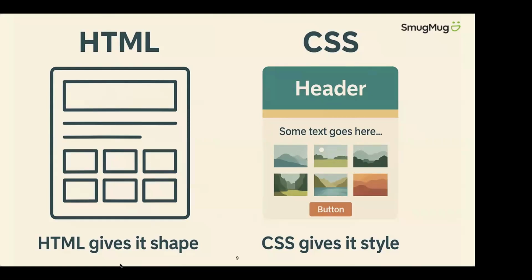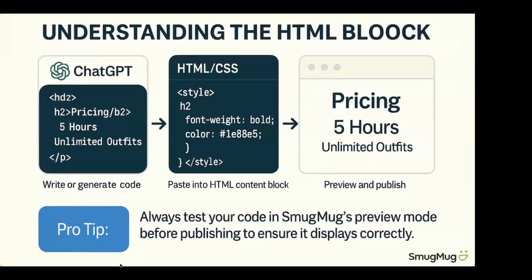CSS is the paint. It's the furniture, the lighting, the decor that gives it personality and style. When you use AI tools to generate custom elements, they'll create both HTML and CSS code that'll work together to deliver, hopefully, exactly what you need. Now, the beauty is that you don't need to understand every line of that code to use it effectively. All right, let's move on.